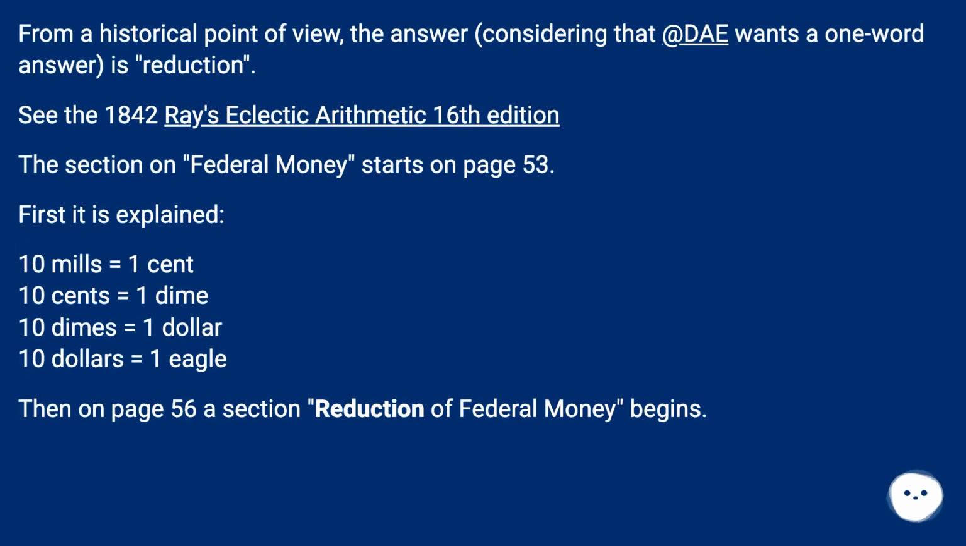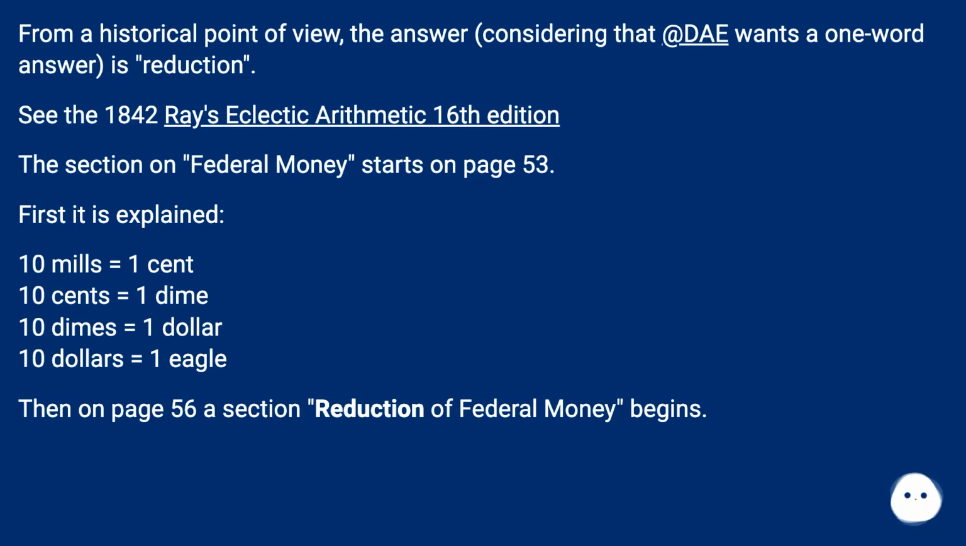From a historical point of view, the answer, considering that the asker wants a one-word answer, is reduction. See the 1842 Ray's Eclectic Arithmetic, 16th edition. The section on federal money starts on page 53. First it is explained: 10 mils equals 1 cent. 10 cents equals 1 dime. 10 dimes equals $1. $10 equals 1 eagle.